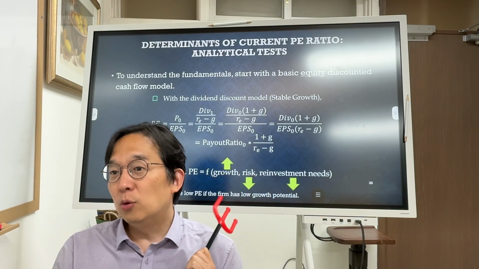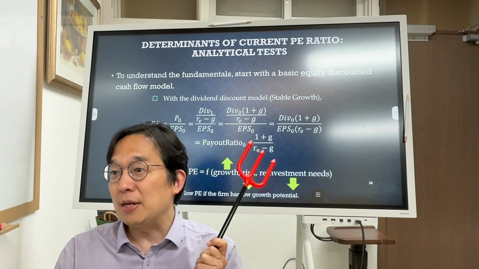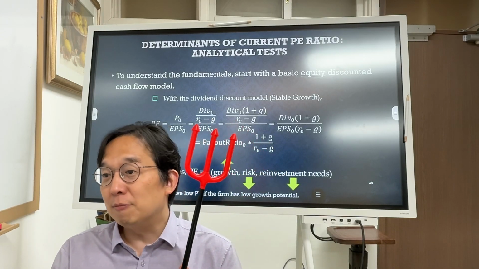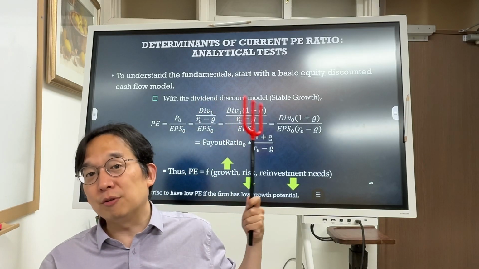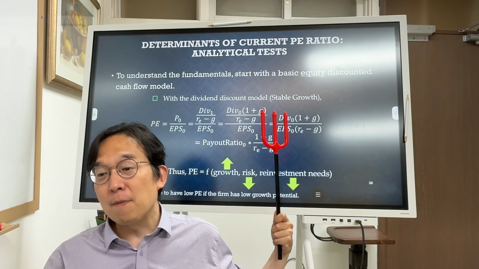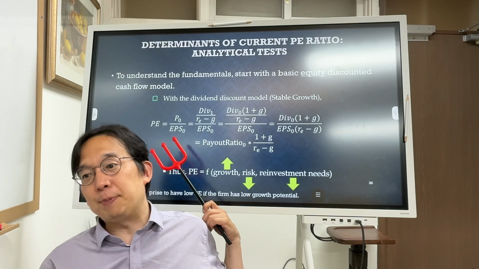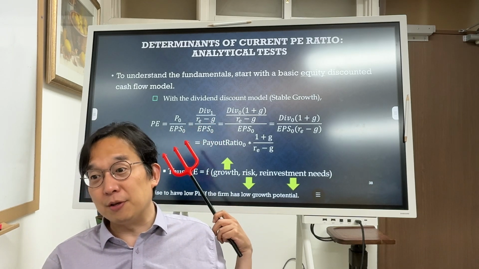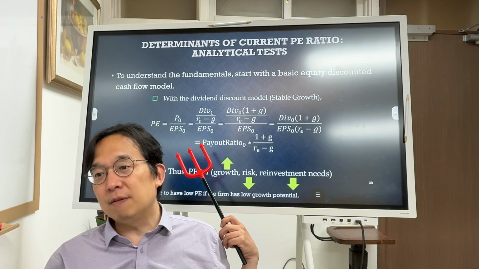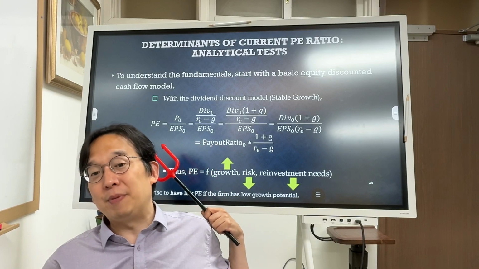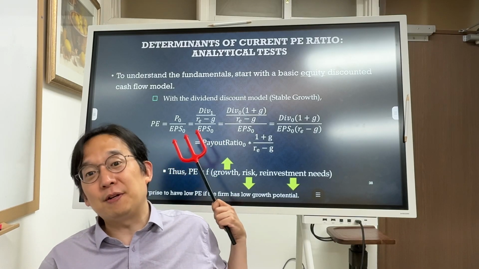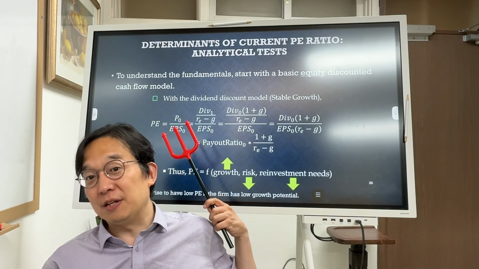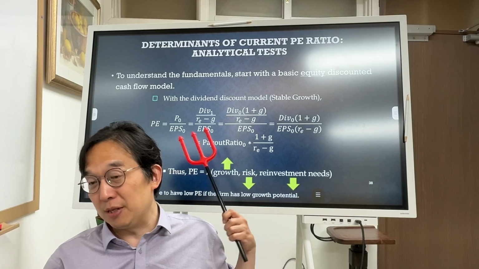Let's do it. To understand the fundamentals, start with a basic equity discounted cash flow model. With the dividend discount model, using stable growth, a one-stage growth model, okay? Let's analyze the PE ratio. That's price per share divided by earnings per share. And then EPS is the beginning of the period or last period's EPS, right? Last year's EPS, most recent fiscal year, that's the current EPS being used, okay?